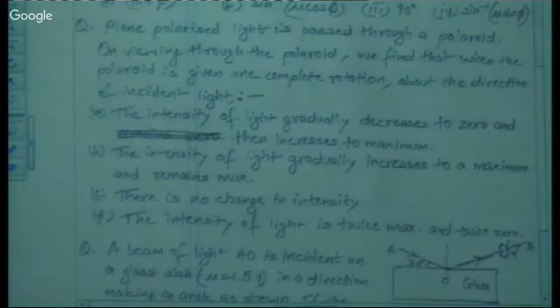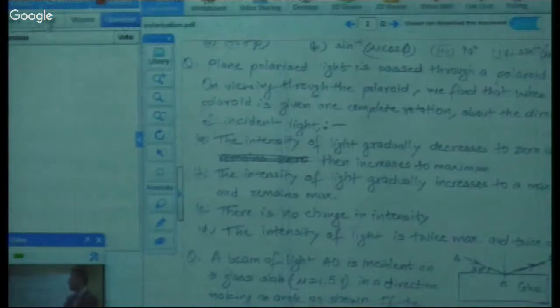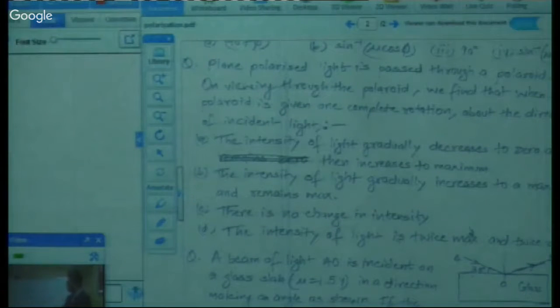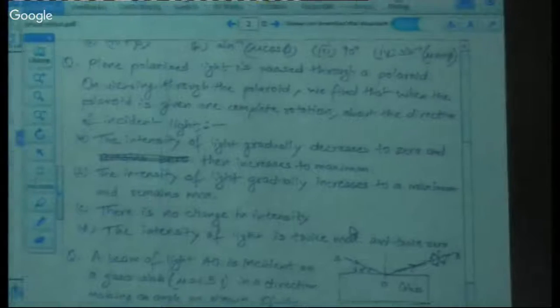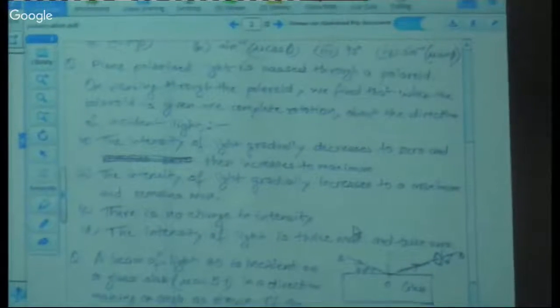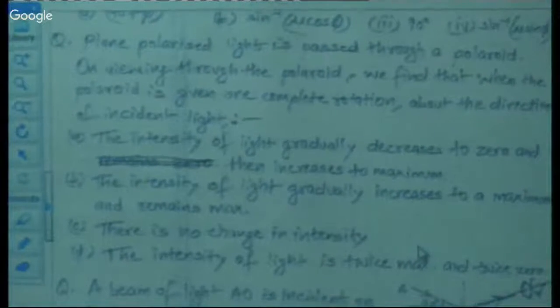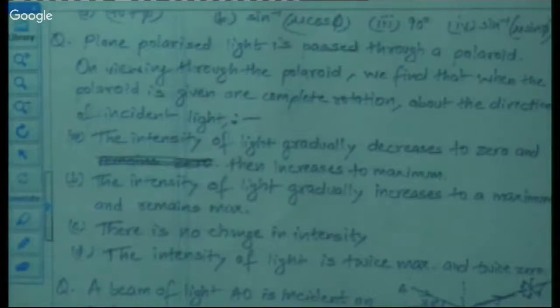Did anyone come online? No one. Okay, someone said A. Somebody is asking a question actually. Okay, answer A. Everyone is saying A. Let's check what happens.